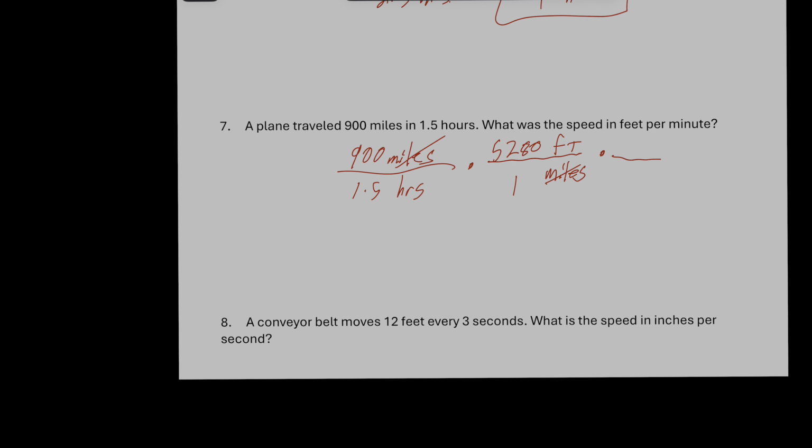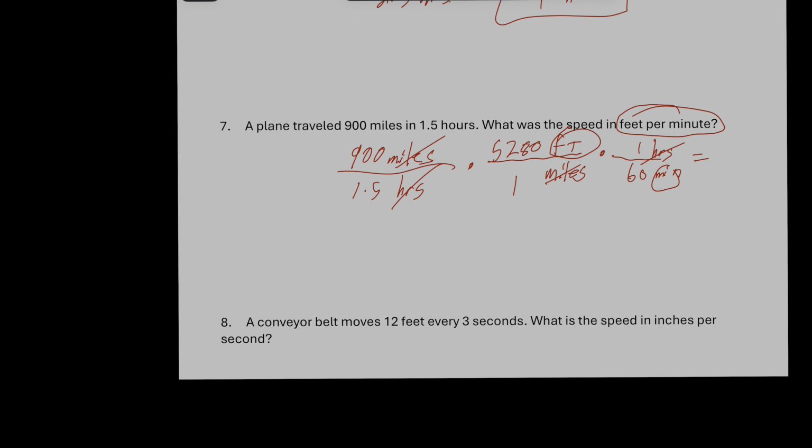Let's see. I want to get it to minutes. So I want hours on top. I want minutes on bottom. And I know there's 60 minutes for every 1 hour. So once I cross out this hour and that hour, look at this now. Feet per minute, which is exactly what I'm looking for. Now I just do the math.